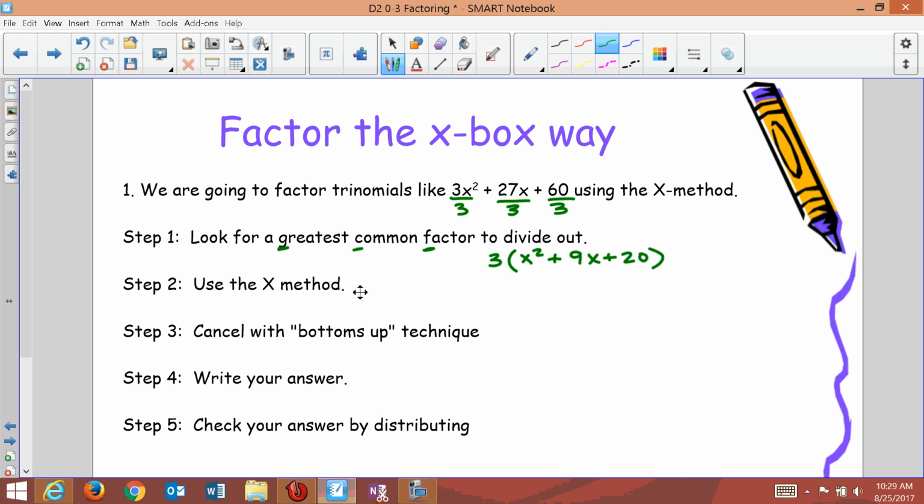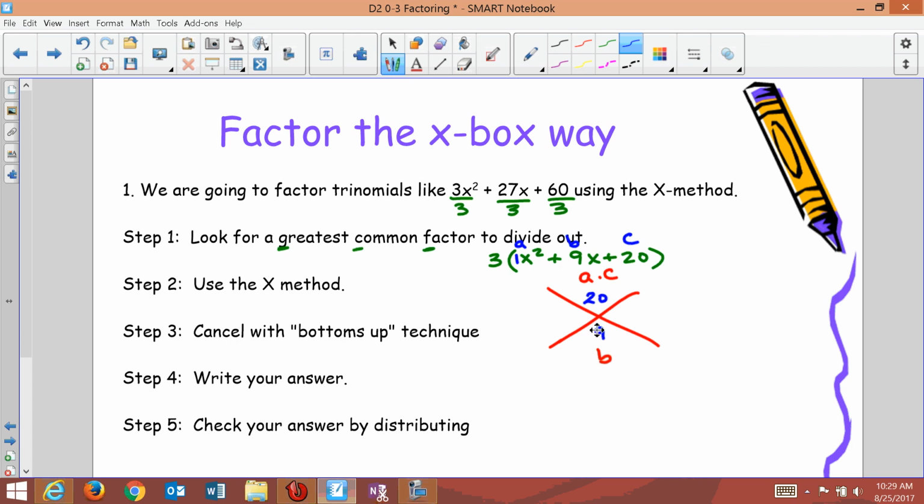Now, step 2 says use the x method, and I'm going to use this new trinomial here for the x method. It'll be simplified. So remember, a times c goes up on the top and b goes in the bottom. Now you might be asking, now wait a minute, one more time. What is a, what is b, what is c? A is this value here, b is this value here, and c is this value there. So since a doesn't have a number, we're going to say it's the number 1. So we have 1 times positive 20, which is 20. b is 9. It'll be placed right there.